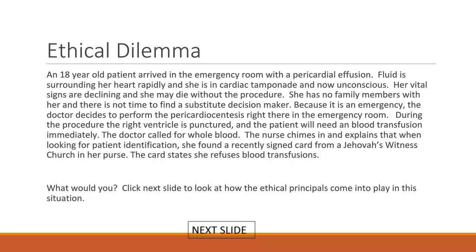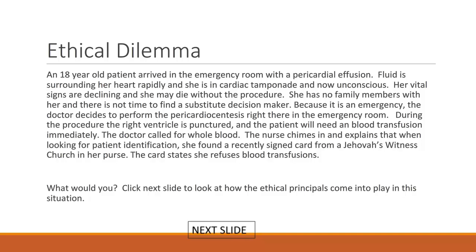Listen to this ethical dilemma and think about which ethical principles come into play here. An 18-year-old patient arrived in the emergency room with a pericardial effusion. Fluid is surrounding her heart rapidly, and she's in cardiac tamponade and now unconscious. Her vital signs are declining, and she may die without the procedure. She has no family members with her, and there's not time to find a substitute decision maker. Because it is an emergency, the doctor decides to perform the pericardiocentesis right there in the emergency room.